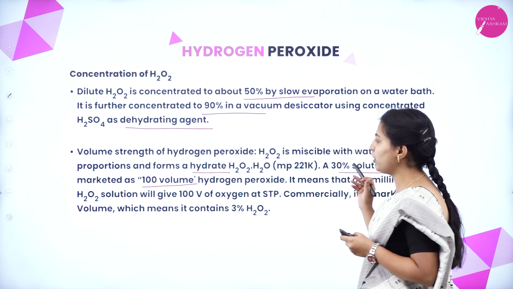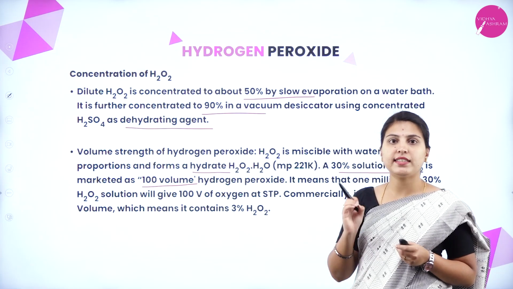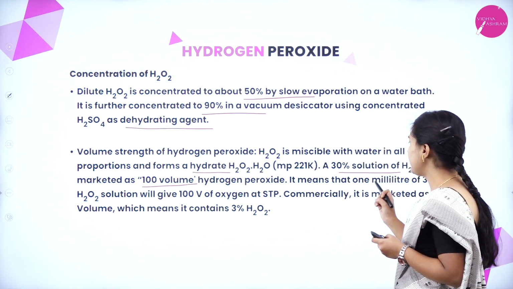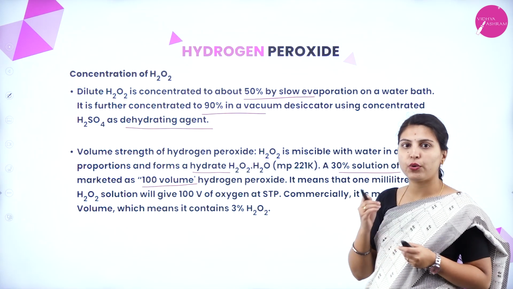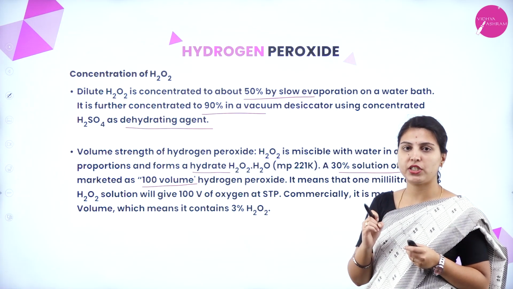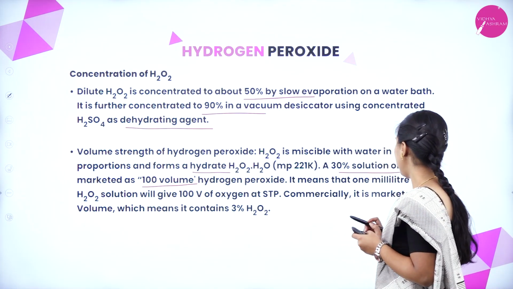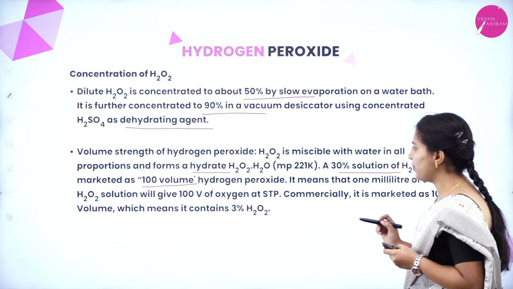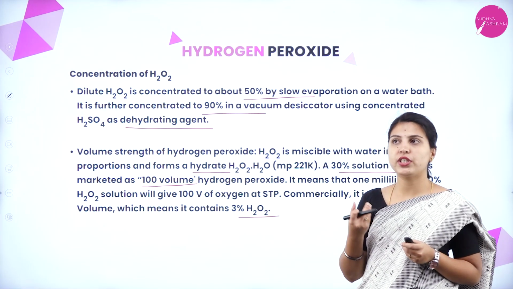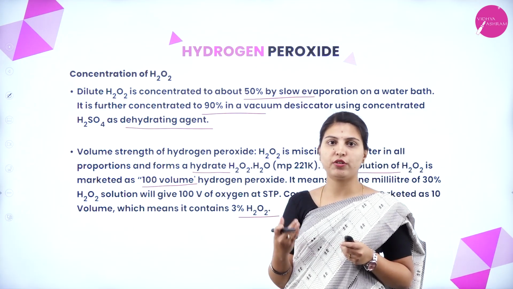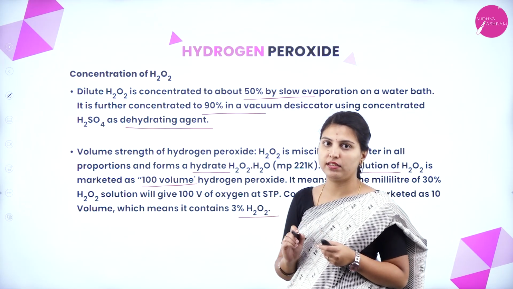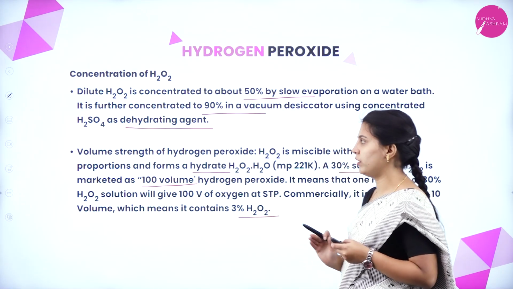What they are telling is that only a 30% solution will be considered as 100 volume. That is at standard temperature and pressure. Commercially, it is marketed as 10 volume, which means it contains 3% of hydrogen peroxide. Usually in the laboratories, the hydrogen peroxide we use contains around 3% of hydrogen peroxide. Not complete hydrogen peroxide will be there.